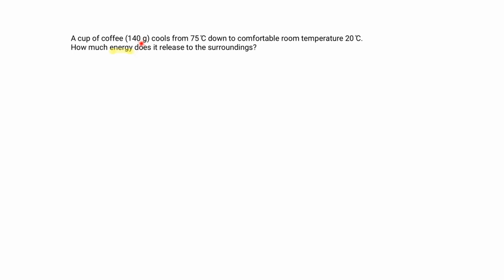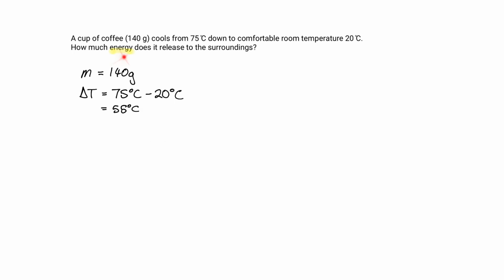Well, it's giving us a mass here of coffee. So we know that our m is equal to 140 grams. We also have a starting temperature and a final temperature. So that means that we've got a change of temperature, a delta T, from 75 degrees Celsius to our final temperature of 20 degrees Celsius. So we have a change of temperature of 55 degrees. So this is the information that we've gotten from our question.